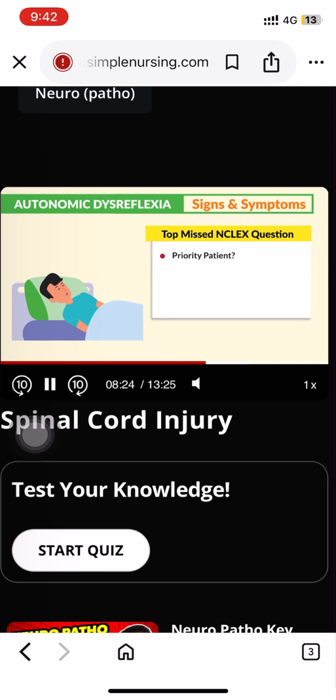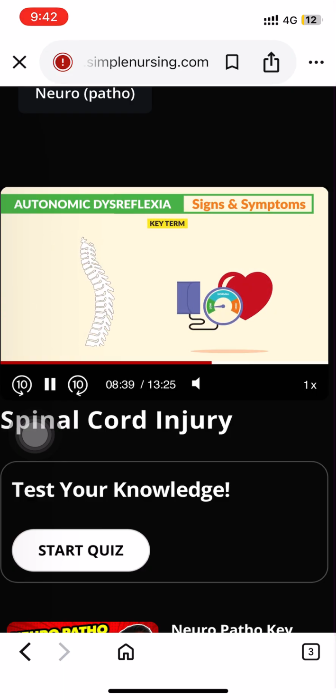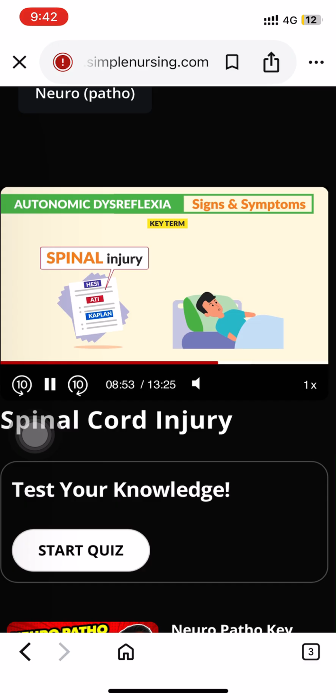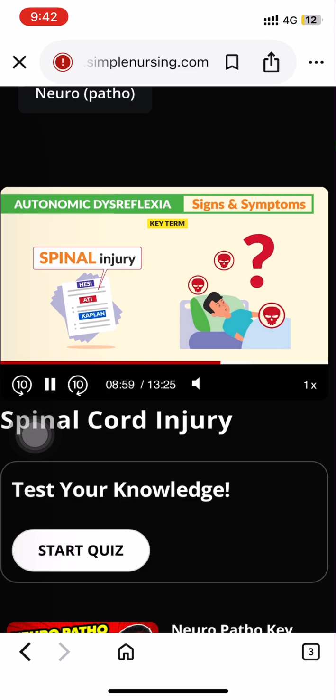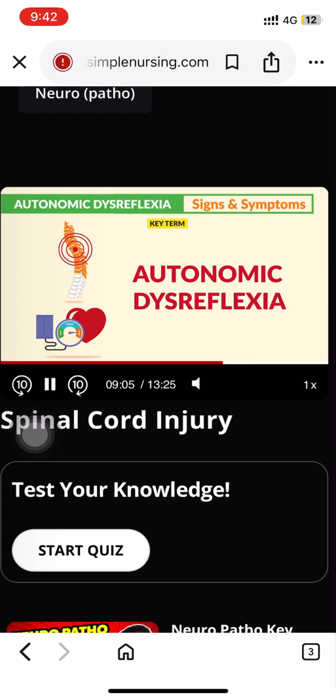Now, the top missed NCLEX questions were in terms of priority patients. So a patient with diaphoresis, hypertension, and bradycardia with a history of a T4, that's the key term there, spinal injury. So remember, the key term in any question, always pick out what kills the patient first. So this question says spinal injury above that T6 area and high blood pressure. So anytime you see the word spinal injury in a question, always think what's the worst case scenario, or basically what kills your patient first. In any spinal cord injury and high blood pressure, you have to think dysreflexia, autonomic dysreflexia.